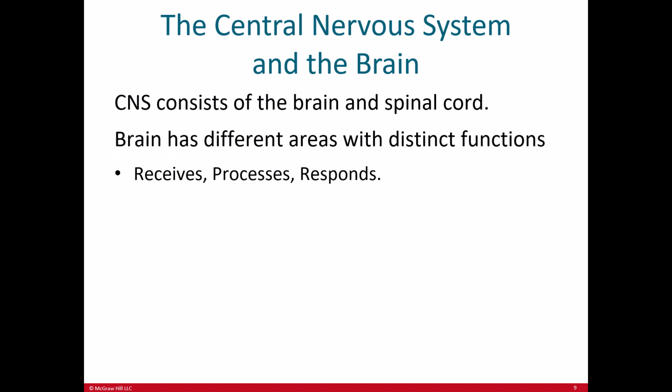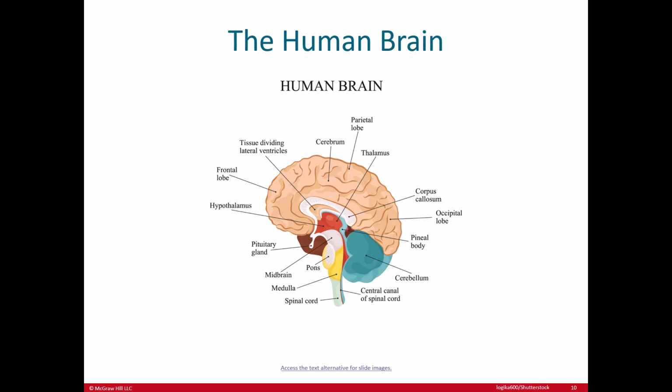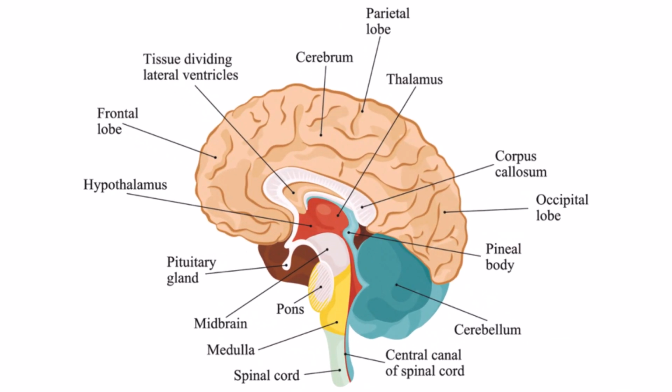The central nervous system consists of the brain and spinal cord. The brain has different areas with distinct functions. Functions that receive, process, or respond. All right, here's an image of the human brain. Let's break it down a bit.